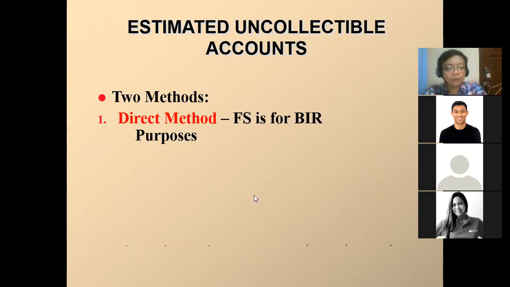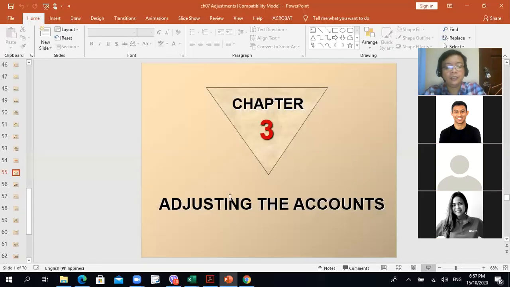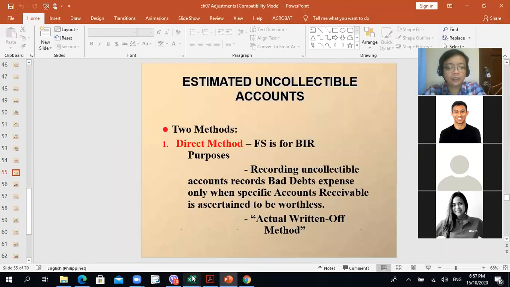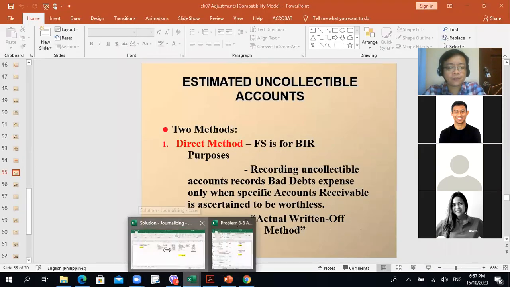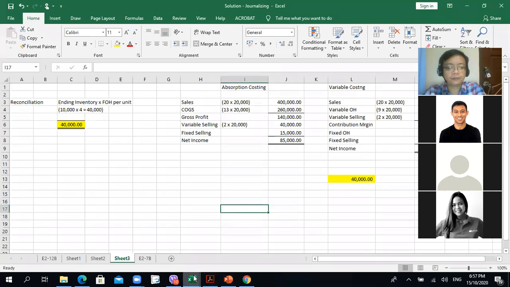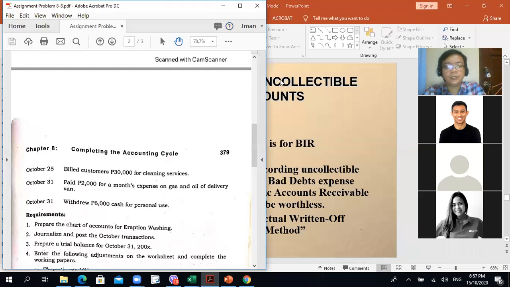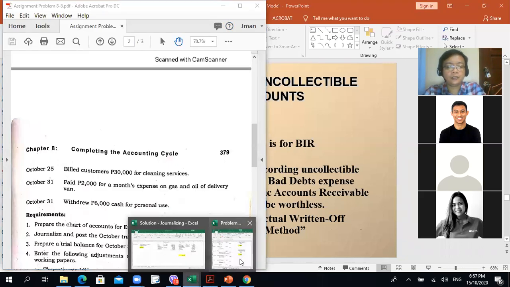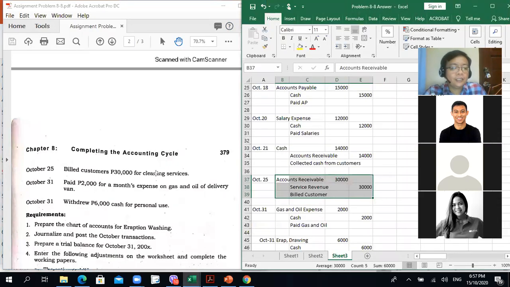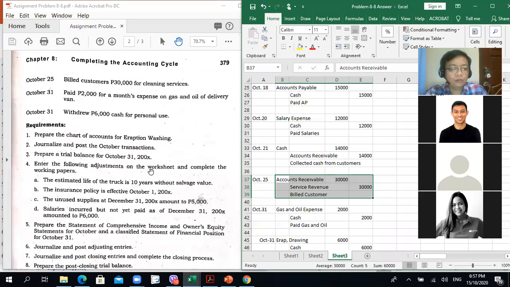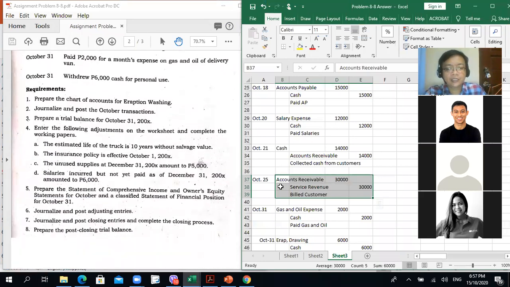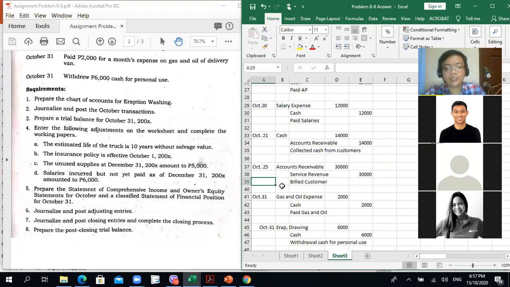Sige, we go back to our example. In this example, what needs to be adjusted? Number 4. So we are done with number 1, number 2 and number 3.